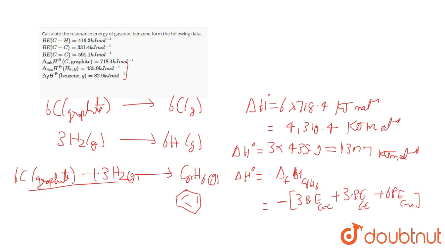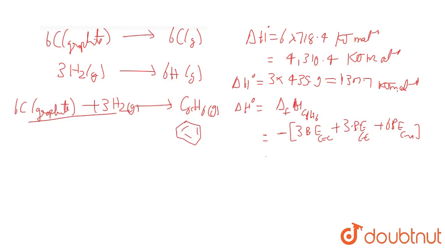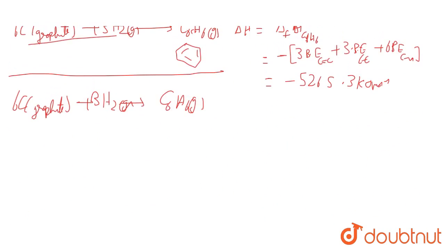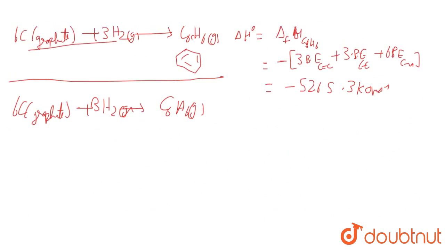So if we put the corresponding data of CH, CC, CC from here into this equation, you will finally get the heat of formation of benzene as minus 5.3 kilojoule mole inverse. And if we add these 3 equations, we'll get 6C of graphite plus 3H2 of gas will give you C6H6 gas, and 3H2 will give you C6H6 gas.